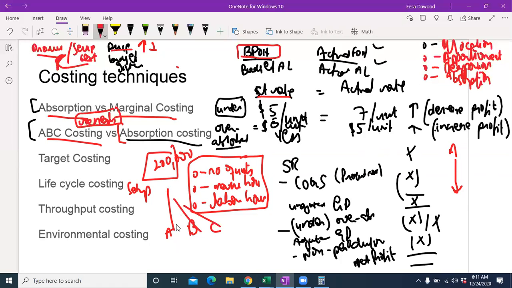So I need to absorb the overhead cost based upon the activity they are consuming. Okay. For example, for ordering cost, I need to charge as per the orders each product has consumed. For setup cost, I need to charge the setup cost based upon the number of setups each product has consumed. If A has got 10 setups, B has got 2 setups, C has got 3 setups, definitely more cost would be allocated to A as compared to B and C. If they have got 7 orders, 3 orders and 1 order, more cost would go to A as compared to B and C.